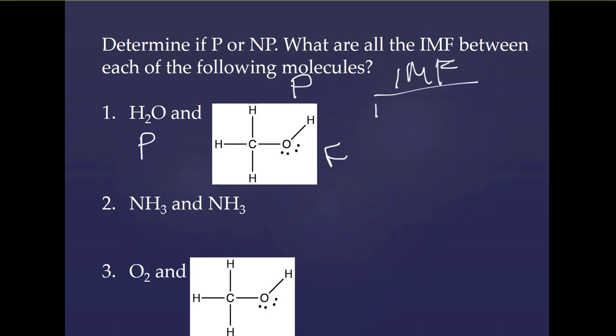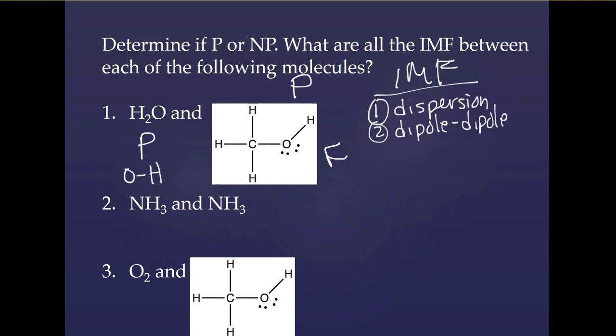So the IMFs on this first one, we have dispersion always. So that's always the first one that you should put down. And next, let's look at our polarity. I have polar with polar. So I will have dipole-dipole. And anytime you have dipole-dipole, let's double check and see if you have hydrogen bonding. So over in water, I have oxygen bonded to a hydrogen. So that should have hydrogen bonding.